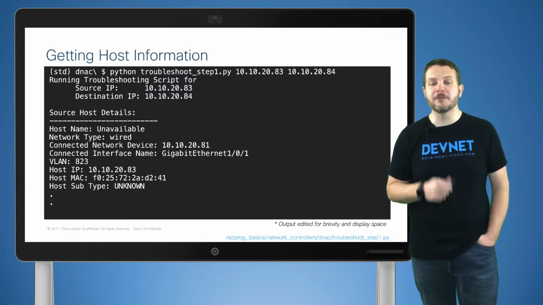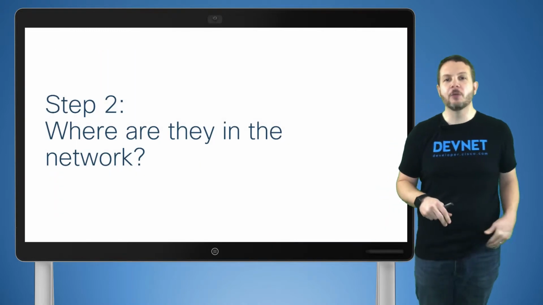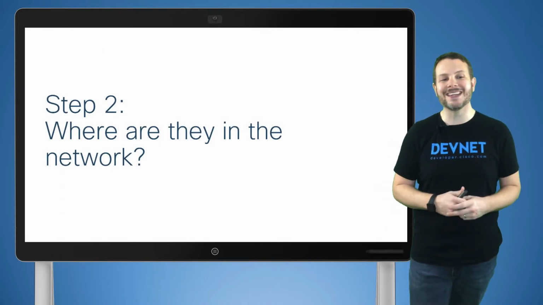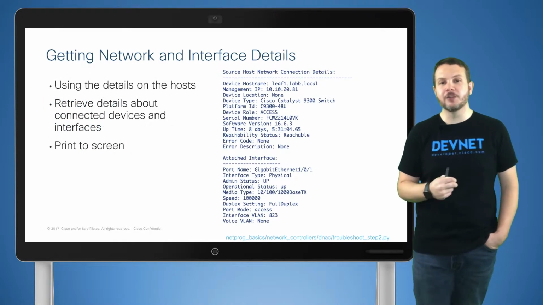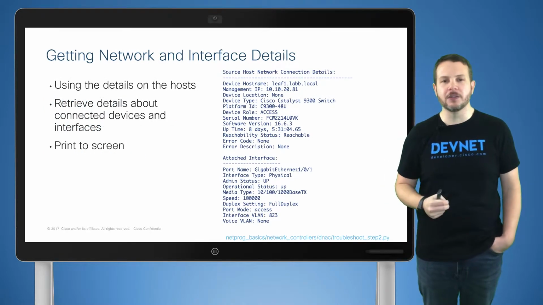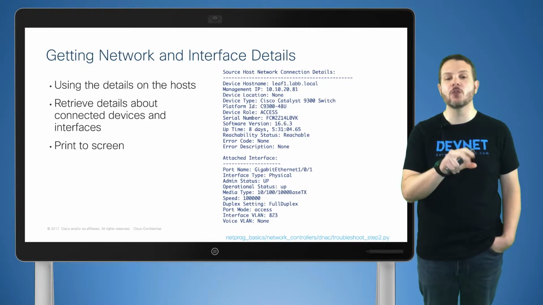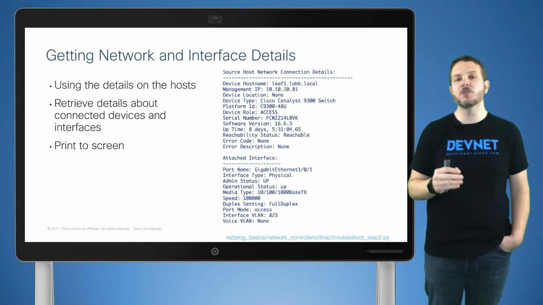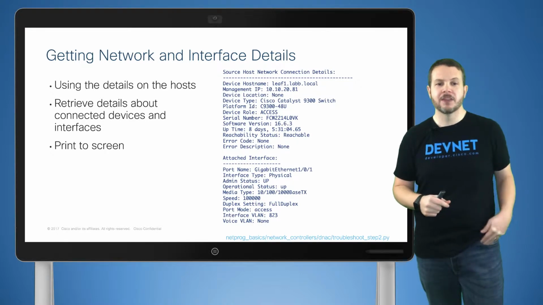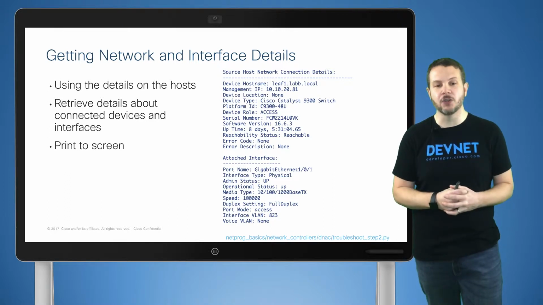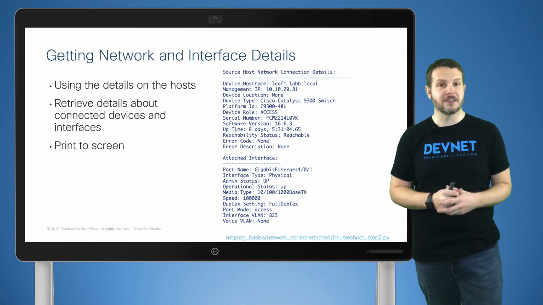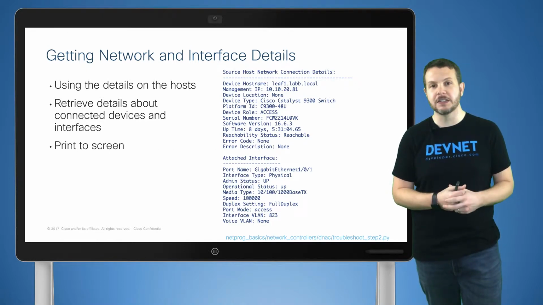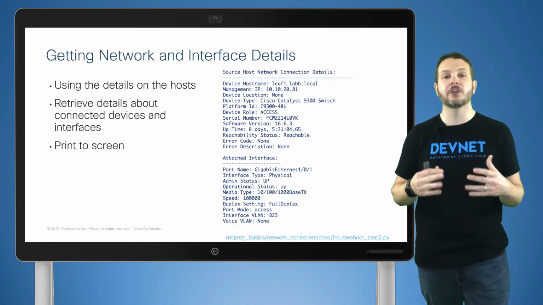Now that we have our host information, we can move into step 2, where we learn where they are in the network. Now our output, we're going to tweak a little bit. We're going to add some new information. We're going to add information about the source host network connection details, as well as the attached interface. Things like what device it is attached to, the uptime, the reachability status of the device. And then on the interface side, operational and configuration details that will help us know if things look fine at the network attachment points.